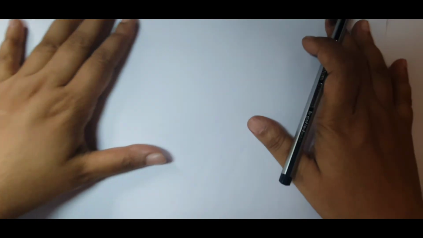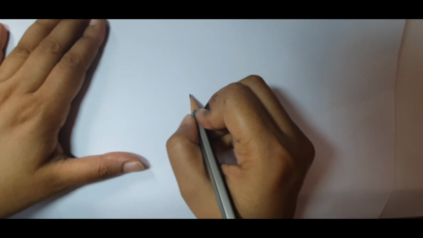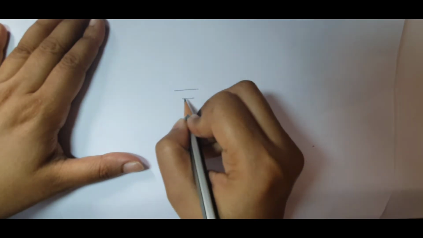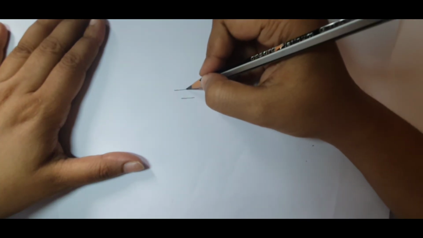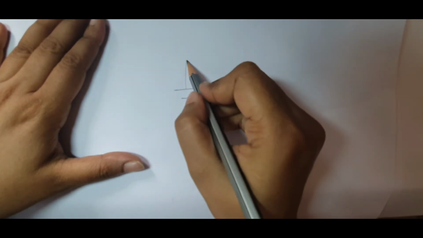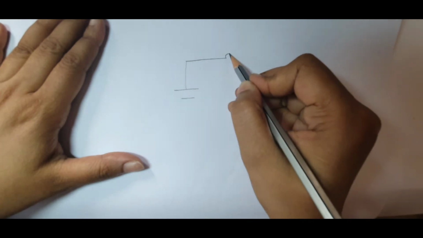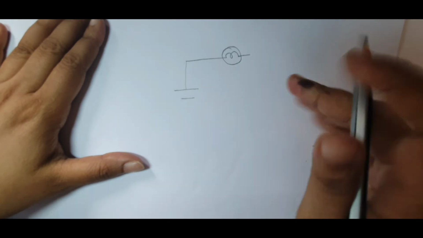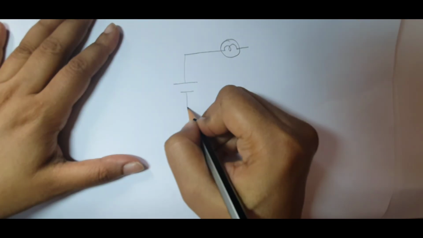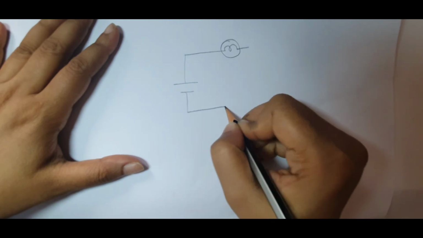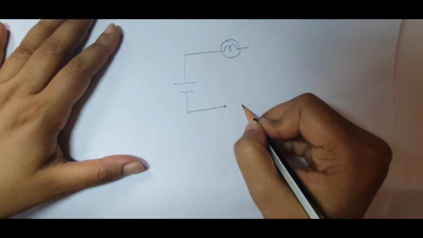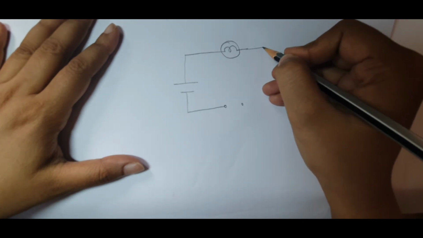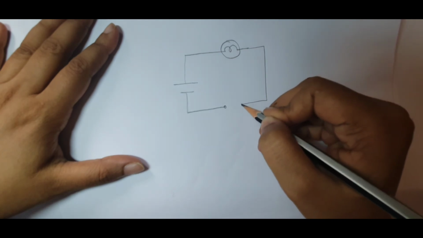So, to create the diagram, we will first take a cell. This is the positive terminal. This is the negative terminal. We'll connect the positive terminal of the cell to the positive terminal of the bulb. We'll connect the negative terminal of the cell to one point of the switch. We'll extend the negative terminal of the bulb to connect to one of the points of the switch.